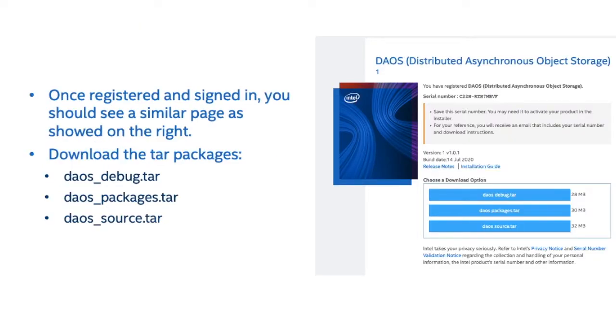Once you are logged in, you'll be able to see a page similar to the one on the right, which should have three tar balls: DAOS debug tar, DAOS packages tar, and DAOS source tar. You will need only the DAOS debug tar and DAOS packages tar in order to install DAOS using RPMs.